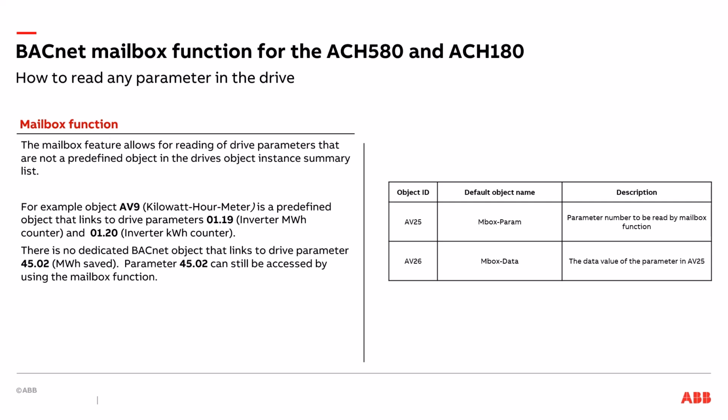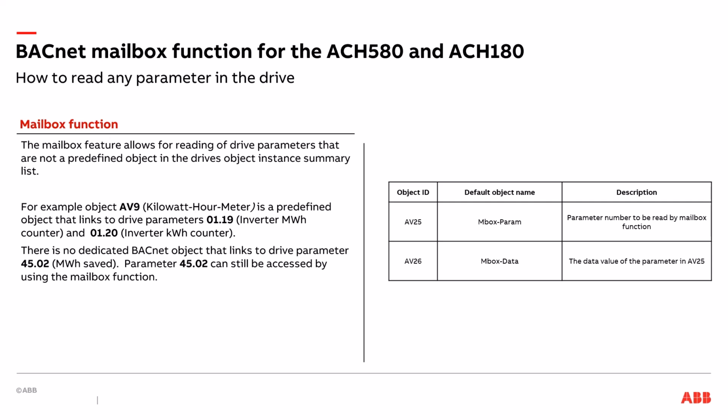Now, you may be asking, what's the purpose of the mailbox feature on the ACH580 and 180 drive? Well, there are many parameters in the ACH580 and 180 drive that are not linked to a BACnet object that's listed in the drive's BACnet object instance summary list. So what do I mean by that? Well, let's discuss what is in the BACnet object summary list.